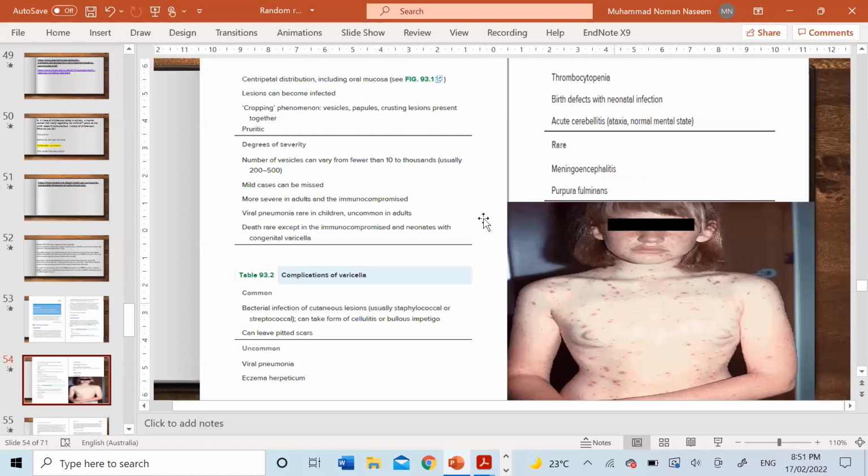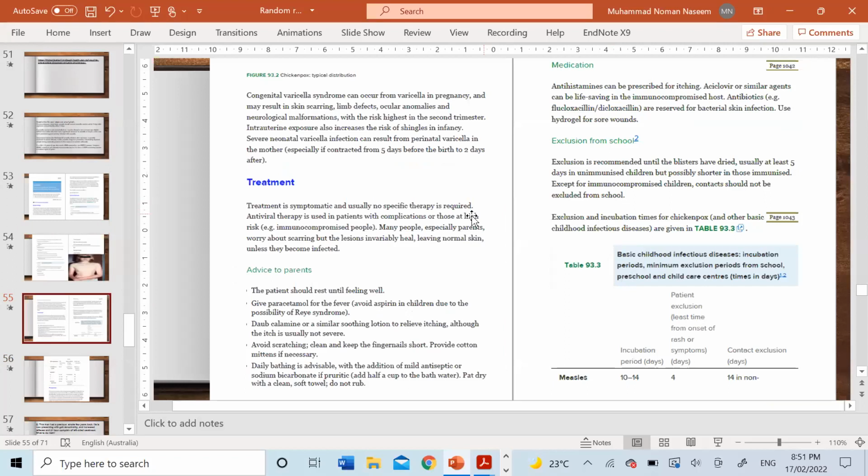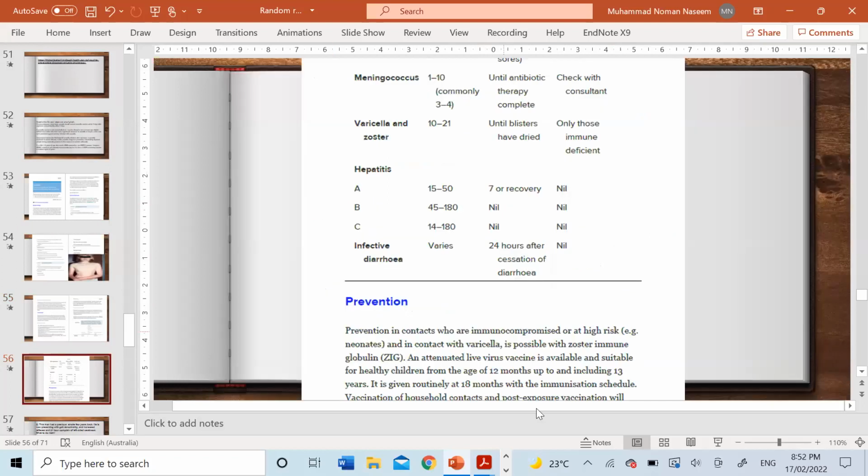Treatment: usually we advise the parents to put some calamine lotion on the rash because irritation is there, give some paracetamol for the fever, and keep the children well hydrated. All right, and that's it. We just exclude the children till the rash dries up. Prevention: for immunocompromised or high risk ones, we give immunoglobulin. The rest we give vaccination.